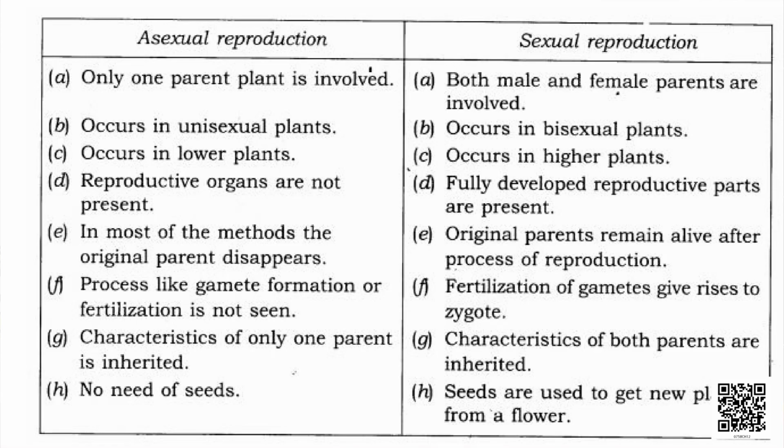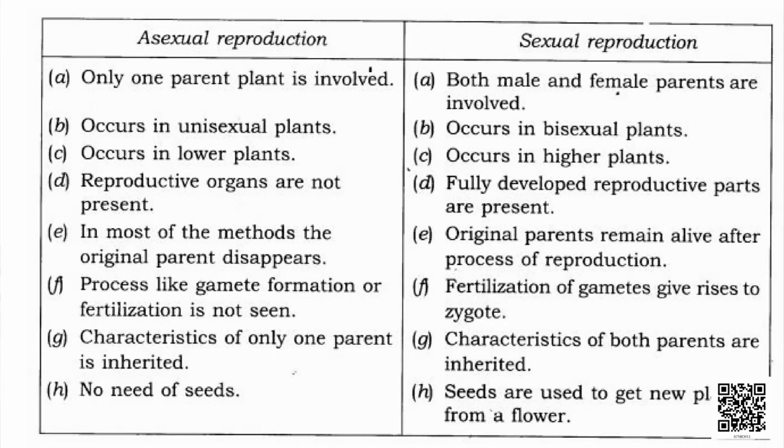In asexual reproduction, it occurs in unisexual plants, whereas sexual reproduction occurs in bisexual plants. Asexual reproduction occurs in lower plants, whereas sexual reproduction occurs in higher plants. In asexual reproduction, reproductive organs are not present, whereas in sexual reproduction, fully developed reproductive parts are present.